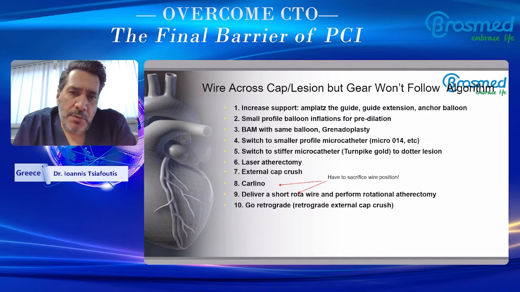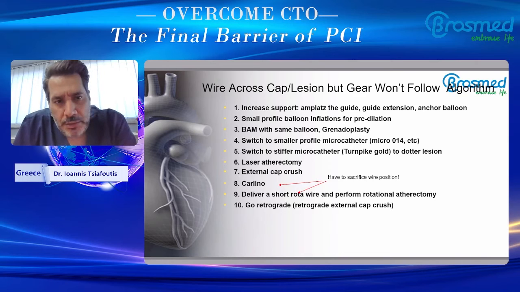We can switch to a smaller profile microcatheter. We can switch to a stiffer microcatheter. We can use laser atherectomy, or the external crush. We can also use the Carlino technique or deliver a Rota wire and perform rotational atherectomy. In this case, we have to sacrifice the wire position and recross. Or we can go retrogradely.